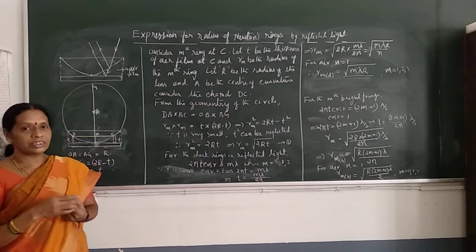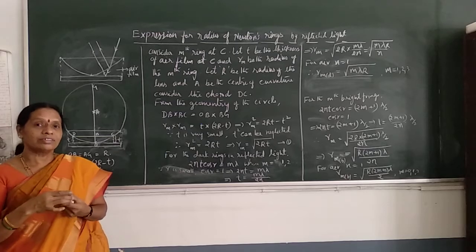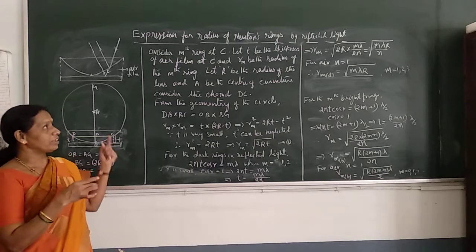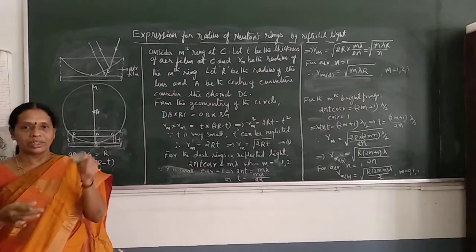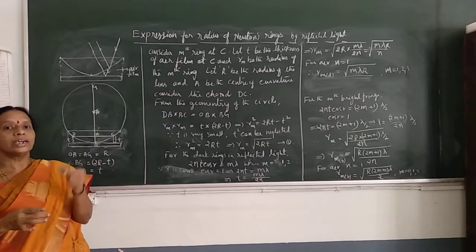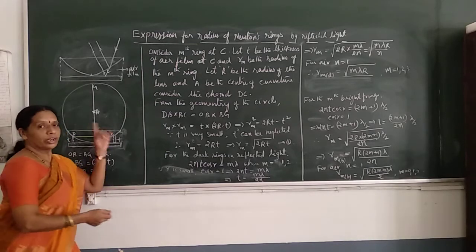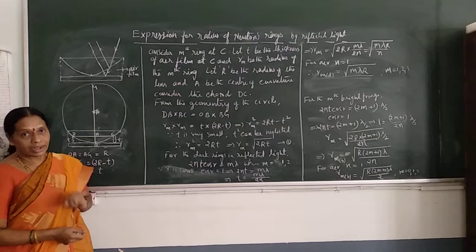Here the fringes are circular in shape. That's why the fringes are called rings, and that's why this setup is called Newton's ring setup. This is a setup we use in the lab to get the Newton's rings. So here the coherent source is derived by division of amplitude.